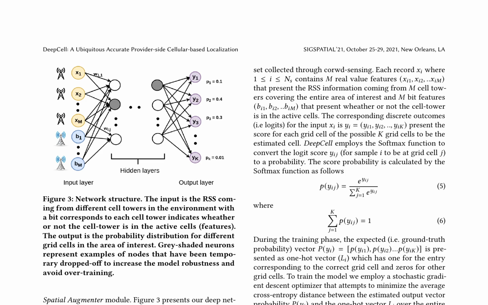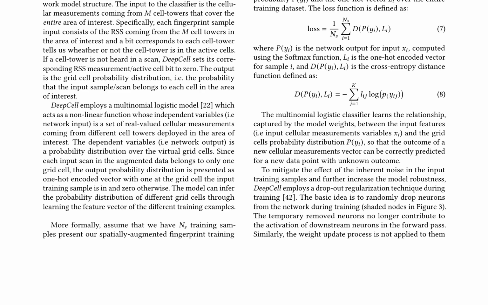The system consists of a data collector, spatial augmenter, and grid estimator modules. The data collector gathers cellular measurements from various cell towers, while the spatial augmenter generates additional data points to enhance model robustness. The grid estimator module employs a trained deep neural network, specifically a multinomial logistic model, to predict the user's location based on input cellular measurements.